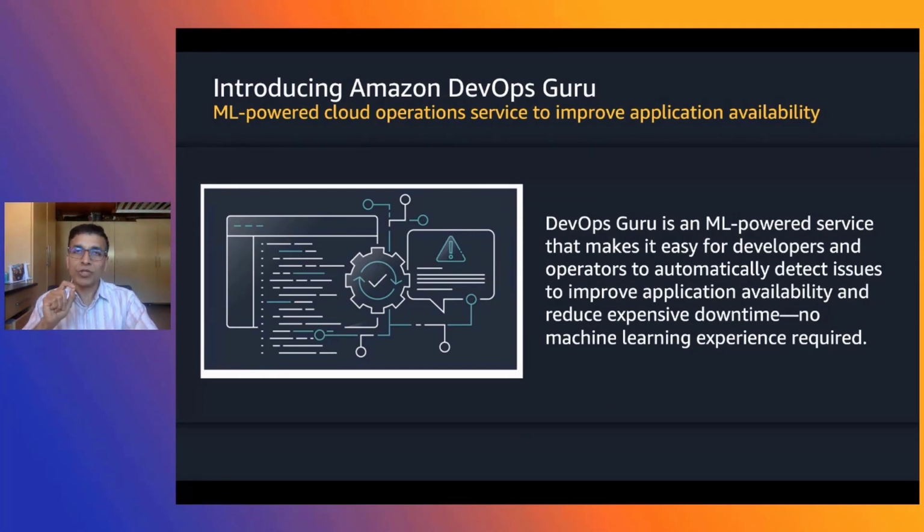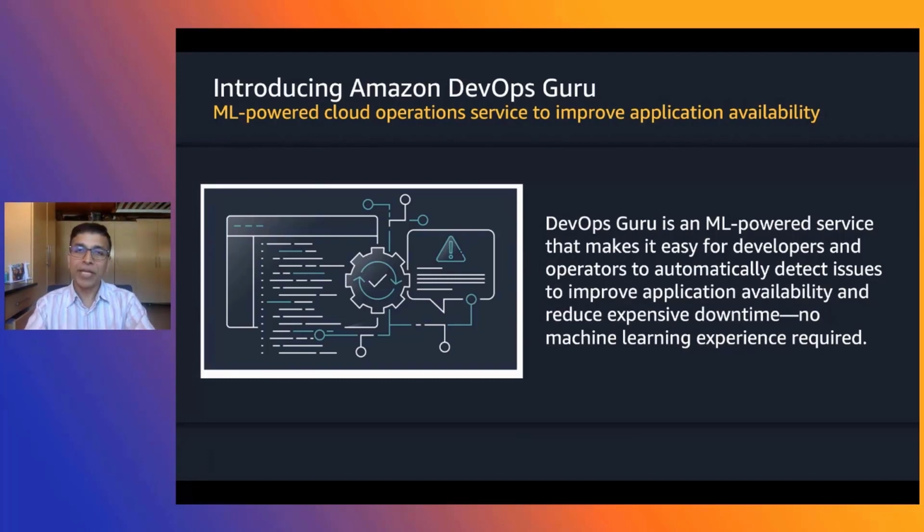DevOps Guru service was launched during re:Invent 2020 and is our approach to the next-gen ops, where we are applying machine learning to the operational data for your applications and workloads. In a nutshell, the purpose of this service is to improve application and services availability. Thus, when an issue occurs, DevOps Guru provides an intelligent digest of various events and anomalies such that the operator can reach the root cause pretty quickly.